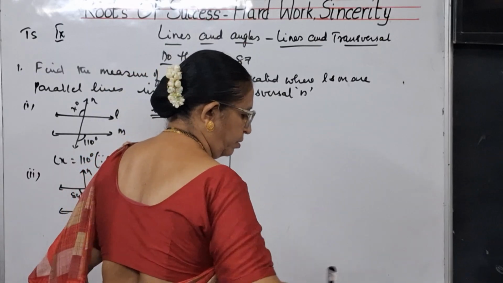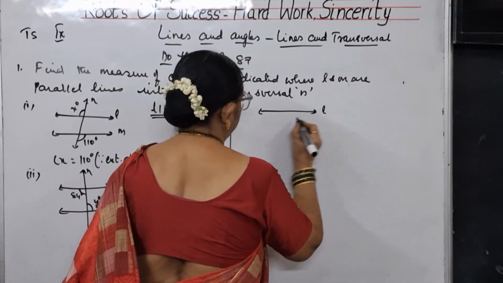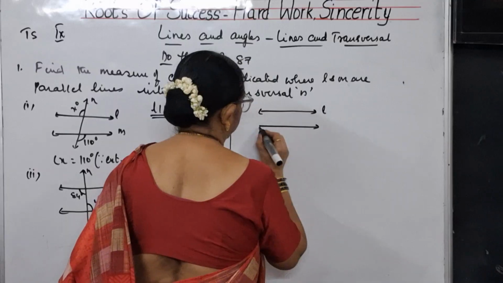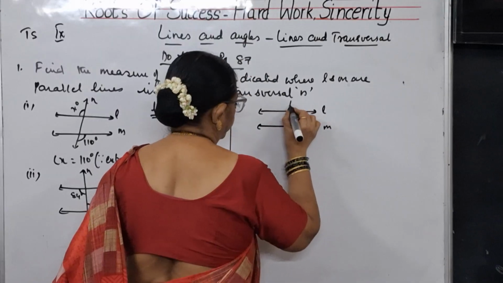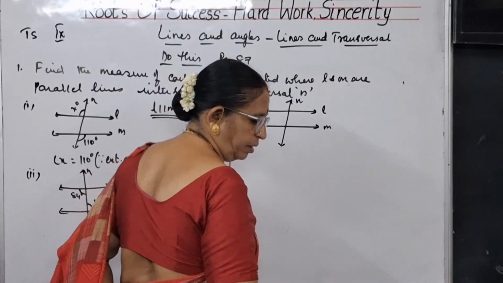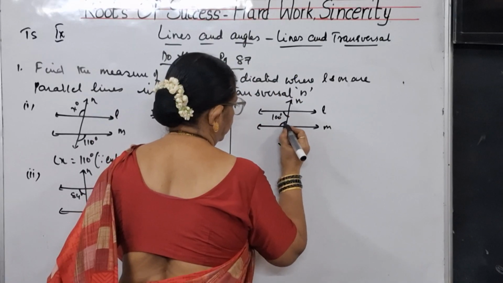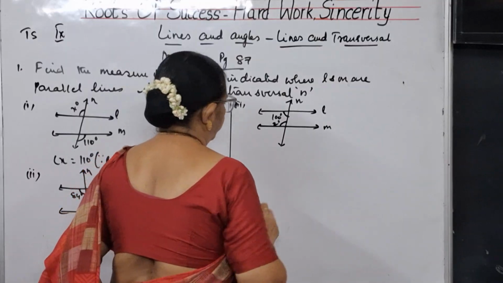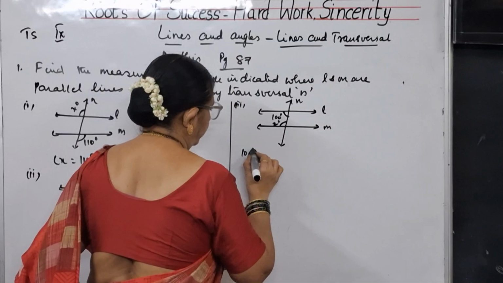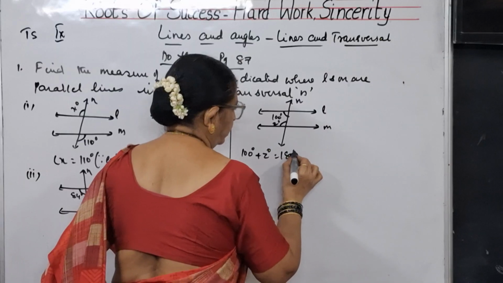Third bit. This is L. This is M. This is N. And here they have given 100 degrees and this Z degrees. We know that 100 degrees plus Z degrees is equal to 180 degrees.